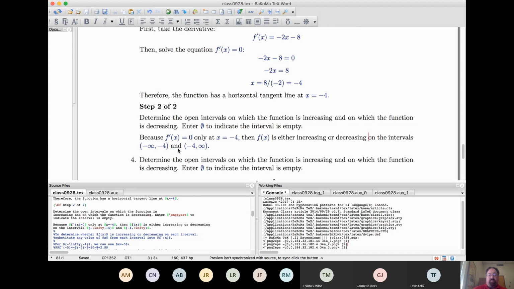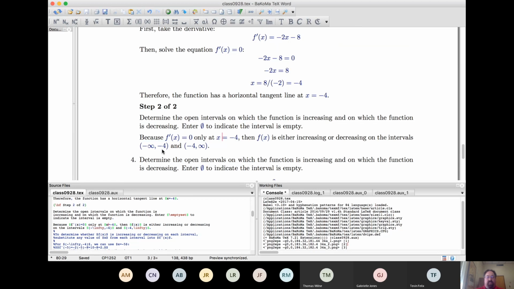If you break the real number line up at -4, here are your two intervals: -infinity to -4, and -4 to infinity. On this interval, the function has to be always increasing or always decreasing. Same with this one. Why? Because if the derivative is equal to 0 only at this one point, then it must be either strictly positive or strictly negative everywhere else. It has to be all positive or all negative on this interval. Otherwise, it will be 0 somewhere in between, and we've already excluded that. It's only equal to 0 at this one point.